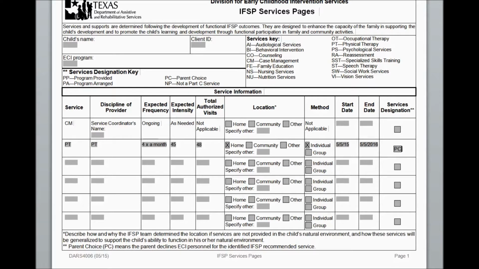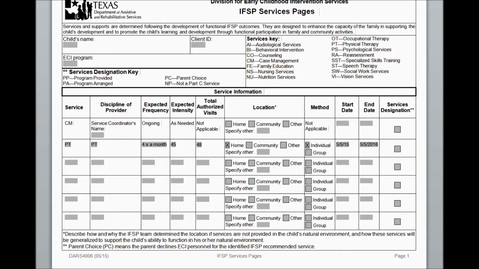Now let's say, in another example, that the team has agreed 4 times a month for 45 minutes is what is appropriate, but the family wants additional services. Now where should those additional services be documented? It really depends on if the child is currently accessing the service or if the family wants to access a service but is not currently accessing the service.